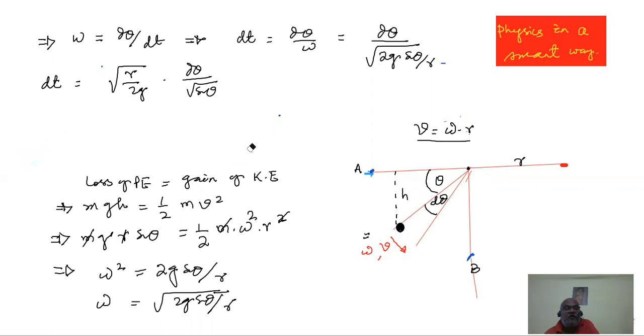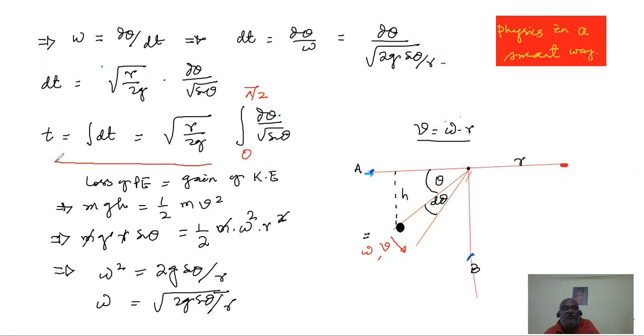And when you go for integration, the required time t, or delta t, is the integration of dt, and that will be equal to, on the right hand side, you have to do the integration also, root of r by 2g times integration of d theta by root over sine theta. And the limits of integration, of course, at the start, at point A, theta equals 0. At the end, when the body gets to point B, theta equals 90 degrees or pi by 2.